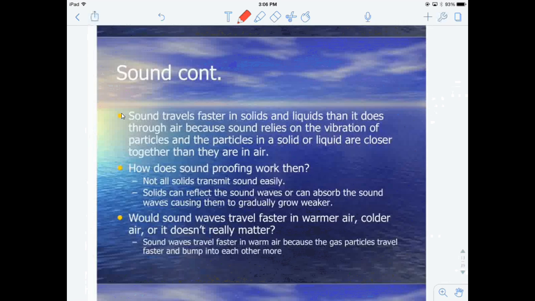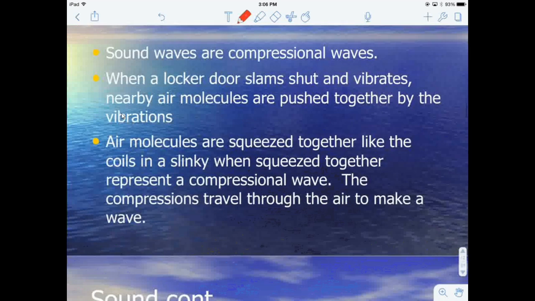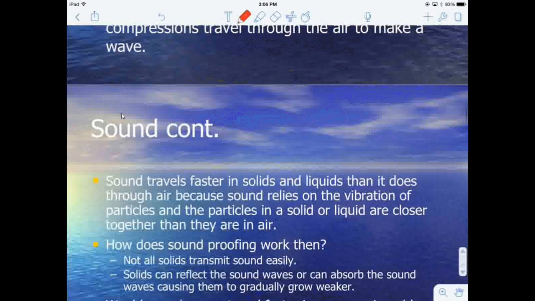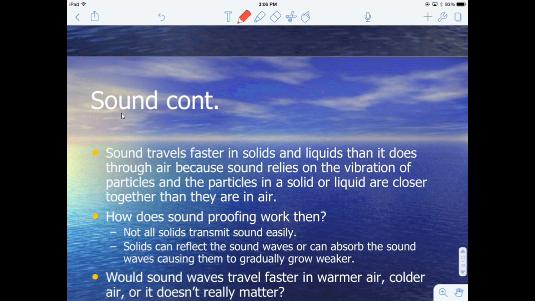So sound requires, once again, I talked about this at the beginning, sound requires matter to travel through. Sound actually travels faster in solids and liquids than it does through the air. And if you think about that, if sound needs a medium to travel through, what better medium to use than one that is really tightly packed together?